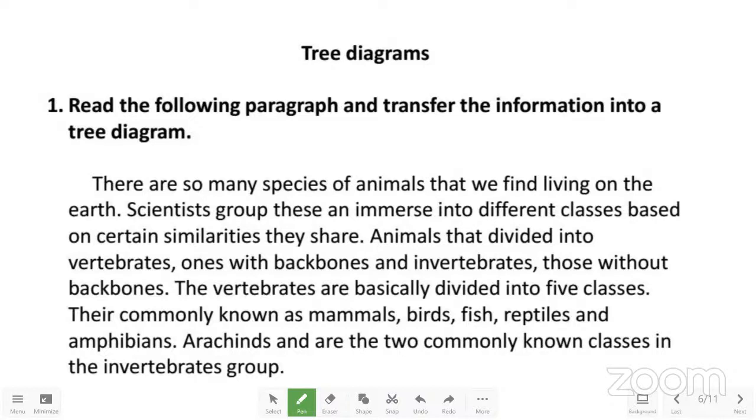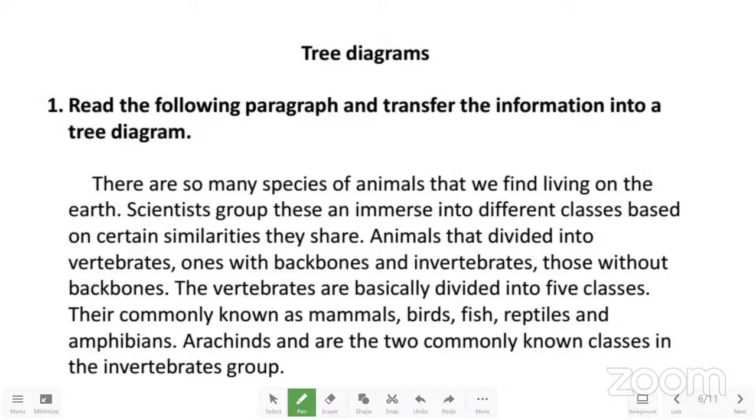Vertebrates meaning one with backbone, and invertebrates, those without backbones. The vertebrates are basically divided into 5 classes. They are commonly known as mammals, birds, fish, reptiles, and amphibians. Arachnids, and there's one more word missing. Last time also I had said, I forgot. Are the 2 commonly known classes in the invertebrates group.